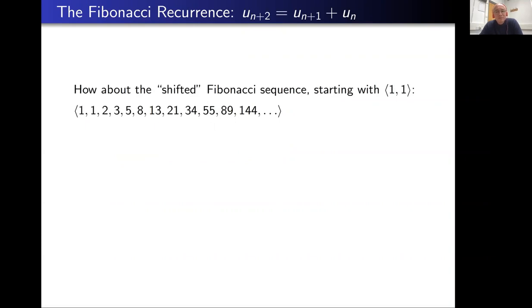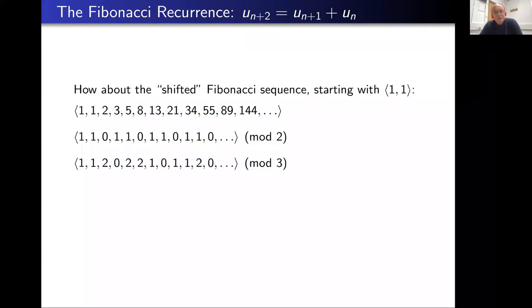How about the shifted Fibonacci sequence? I started with 0 and 1, so I already gave it away that there is a 0 there. But then I may say, let me delete that 0 and be a bit tricky, and start with 1 and 1. But now if I reduce it mod 2, I notice that every third number is even. So if n is 0 mod 3, then f of n is even.